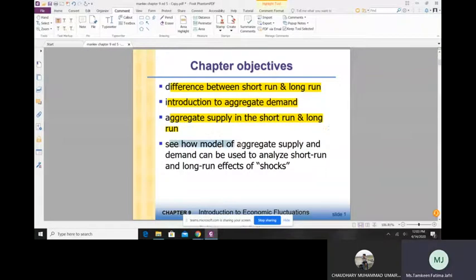And in the end, I'm going to combine the two together. I'm going to combine aggregate supply and aggregate demand together, so that I can analyze the short-run and long-run effects of shocks in the economy. So just as a quick summary, what we're going to do is I'm going to independently develop the aggregate demand model. उसके बाद मैं aggregate supply का model develop करूँगी. आखिर में I'm going to combine the two models together to help understand what causes economic fluctuations in the economy and what can the government do to reduce such fluctuations.